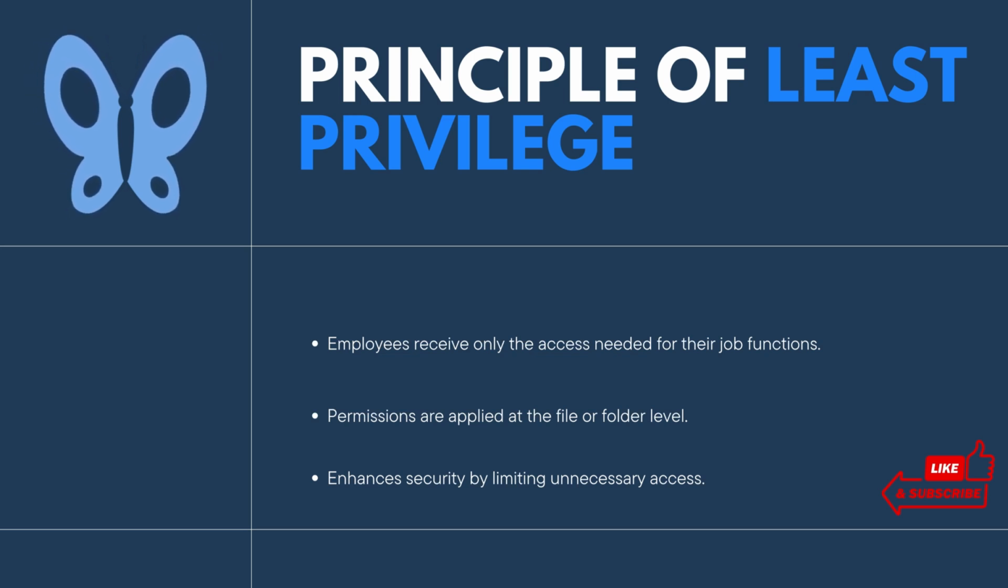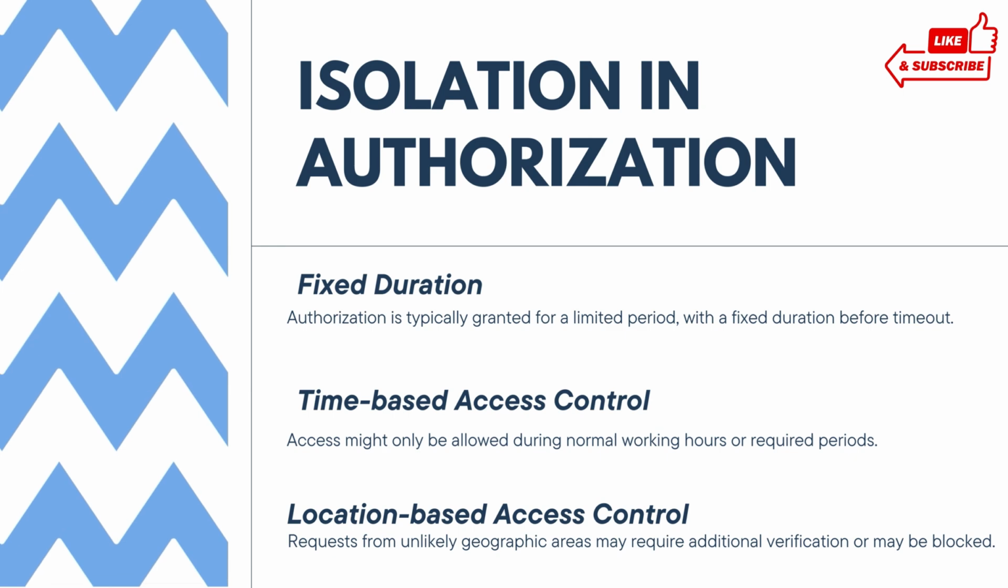For example, maybe Sarah in accounting can view payroll files but can't edit them, while Tim in IT can tweak system settings but not mess with HR folders. Permissions can even get super specific, locked down to a single file or folder, so security stays tight. It's like putting every piece of data in its own little safe and only handing out the combos that absolutely need to be shared.